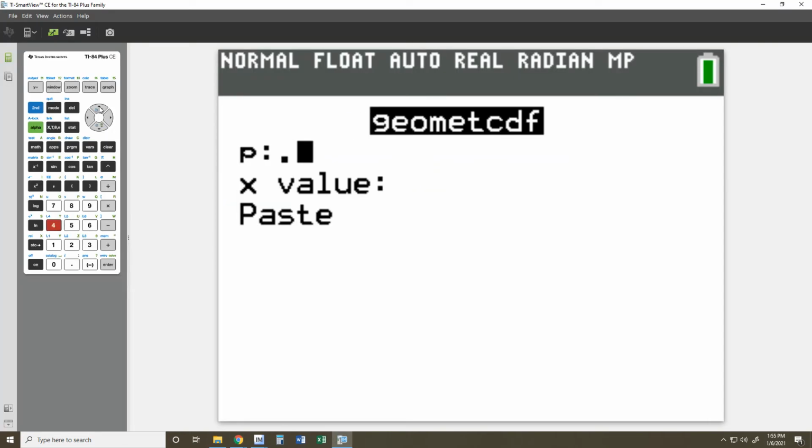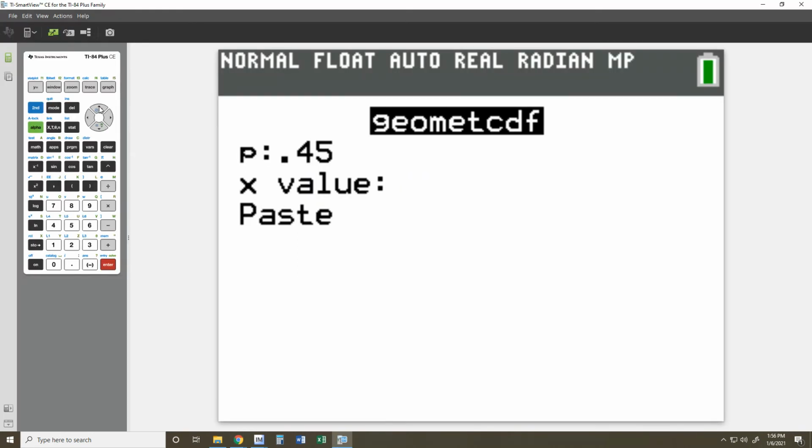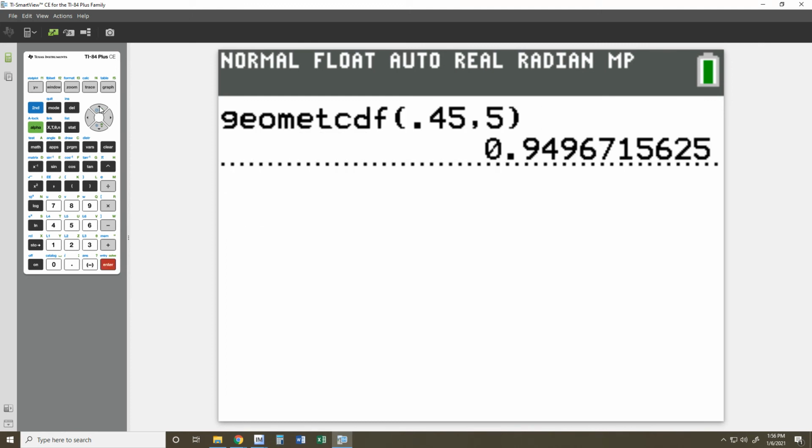There is a 45% chance of success, and they're looking in the first 5 students or less trials. 0.949, which is really 0.950.